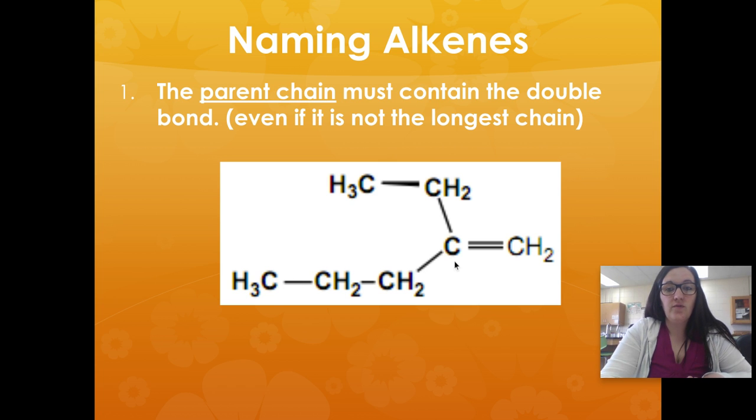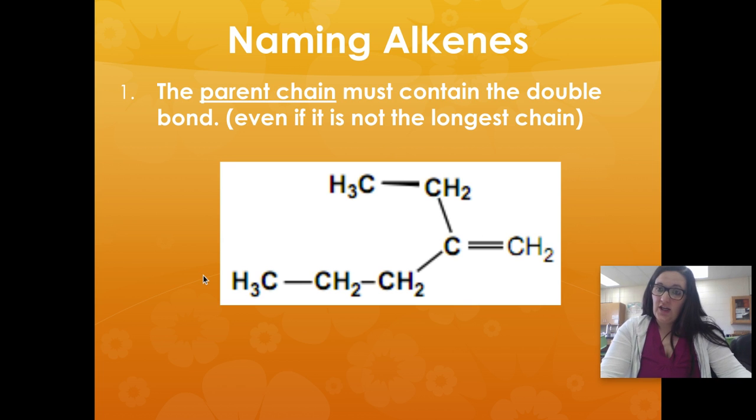1, 2, 3, 4, 5. 1, 2, 3, 4, 5, 6. So even though this has 6 carbons in a row, it doesn't have the double bond, so I can't use it as the parent chain. So for the parent chain on this one, we're going to have this 1, 2, 3, 4, 5 carbon long chain.